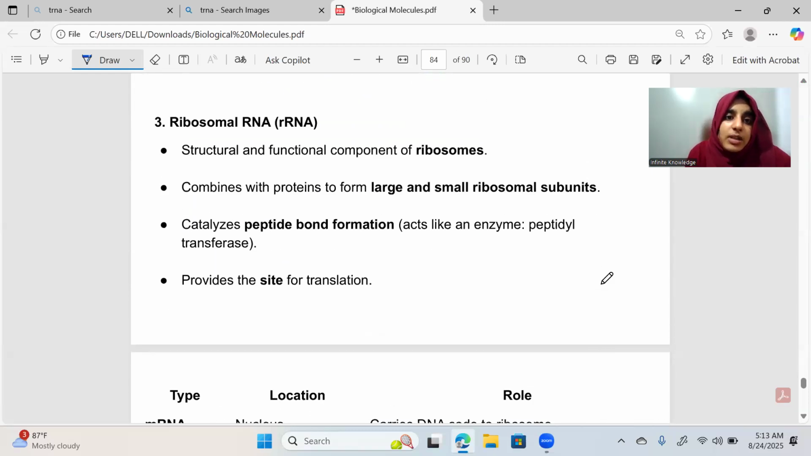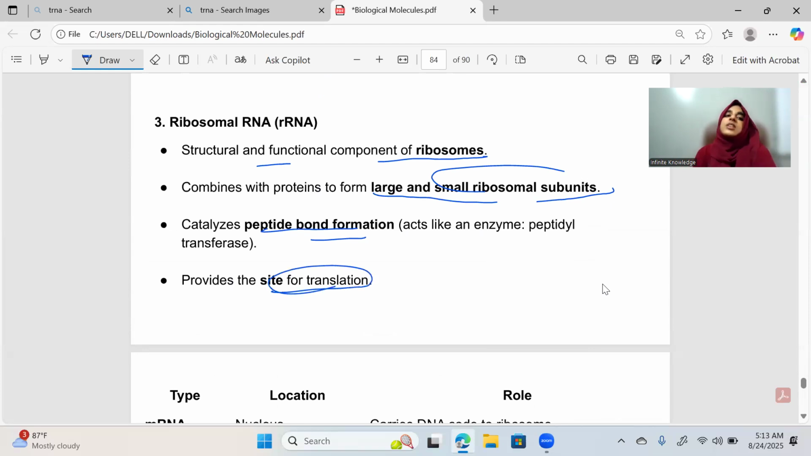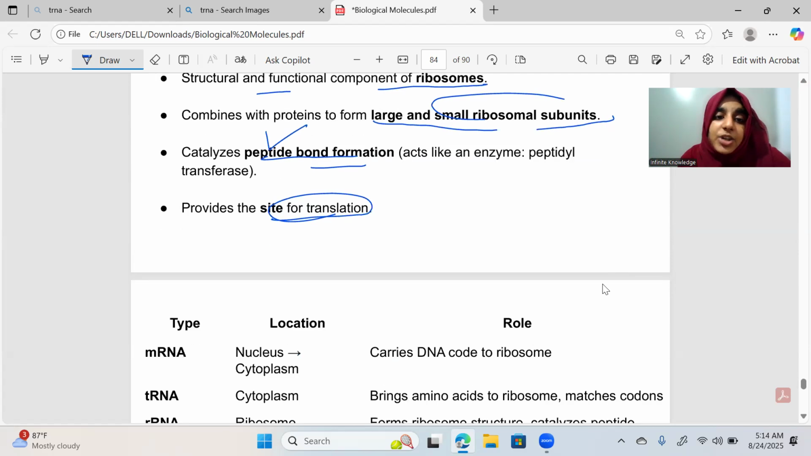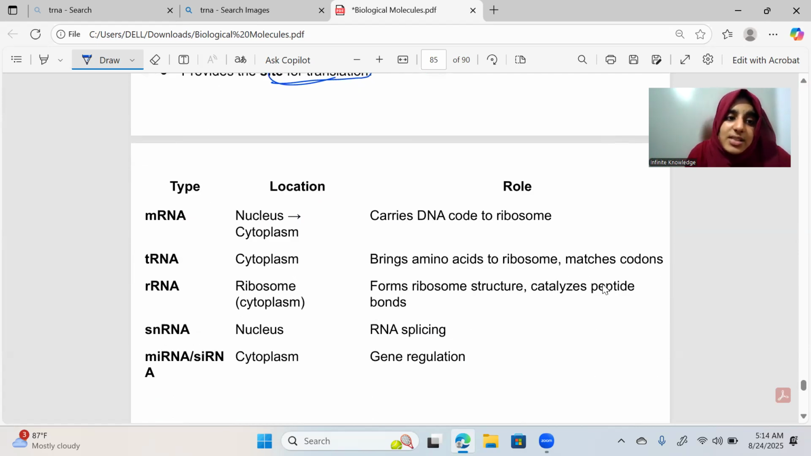Okay, now we move on to the ribosomal RNA. It is a structural and functional component of ribosomes. It combines with proteins to form small and large ribosomal units. It catalyzes the peptide bond formation and provides a site for translation. So in transcription, what helps? Messenger RNA helps. And in translation, what helps? Ribosomal RNA helps. Why? Because it helps in the formation of the peptide bonds. It is a component of ribosomes. It is present inside the ribosomes, and it helps to form the peptide bond with the help of peptidyl transferase.